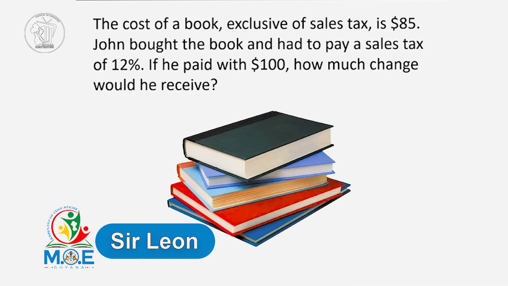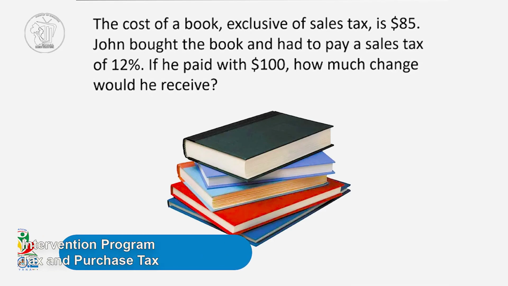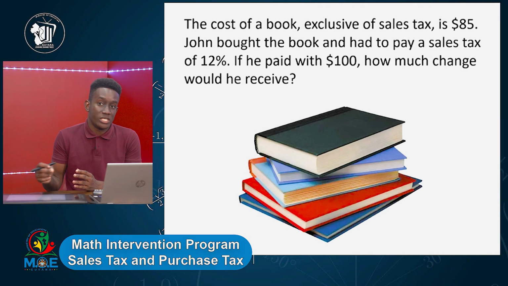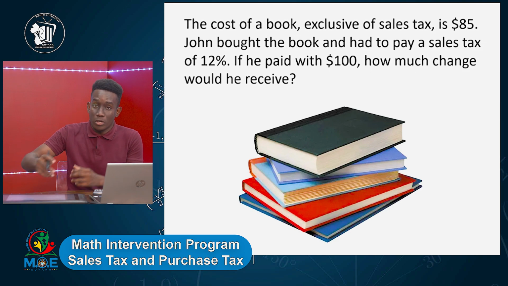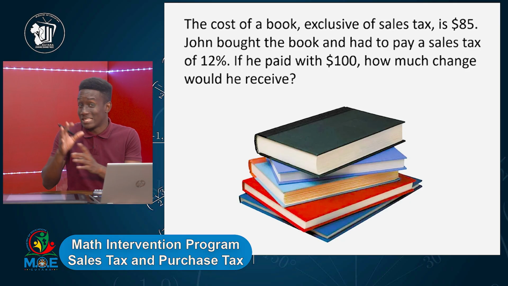Let's look at the last question. It says the cost of a book exclusive of sales tax is $85. John bought the book and had to pay sales tax of 12%. If he paid with $100, how much change would he receive? So $85 is the cost of the book before tax is paid. Exclusive of tax means tax is not added as yet.